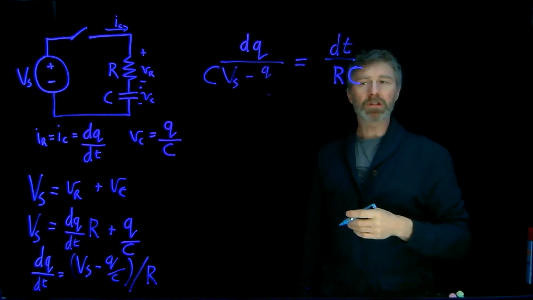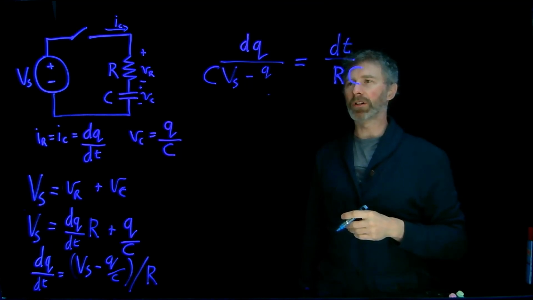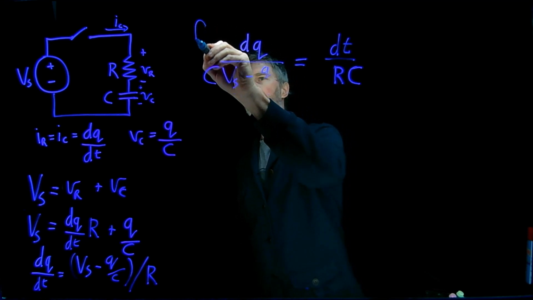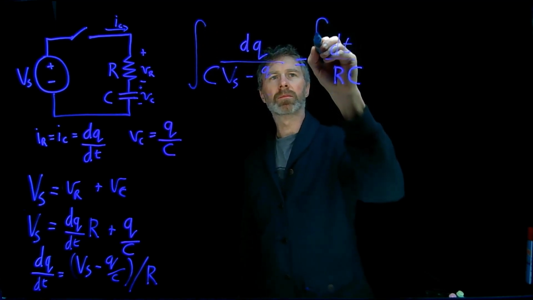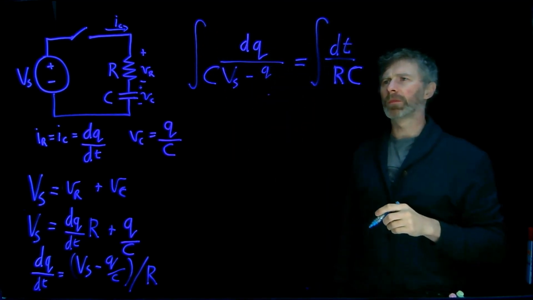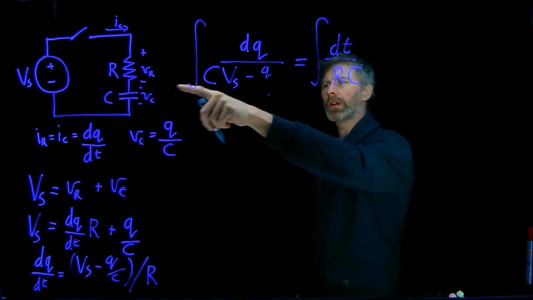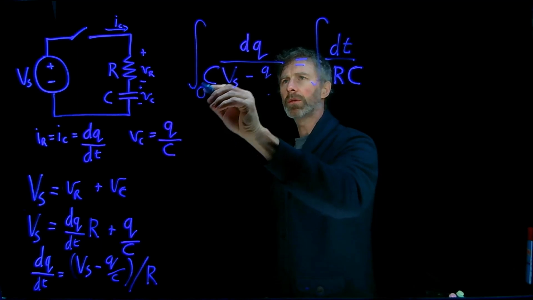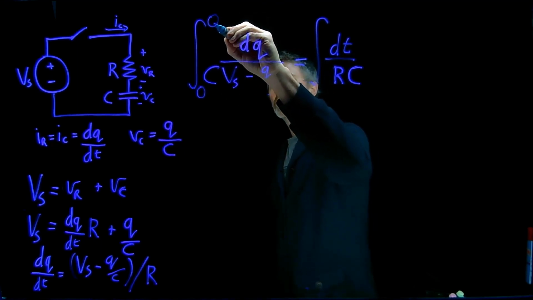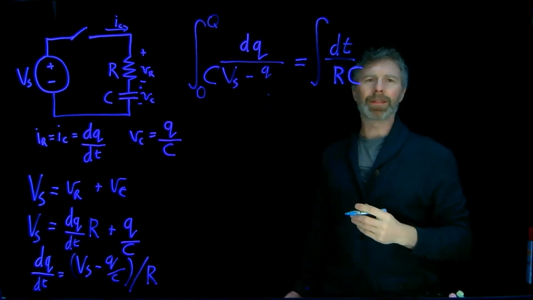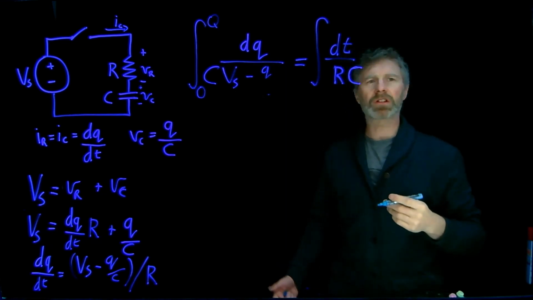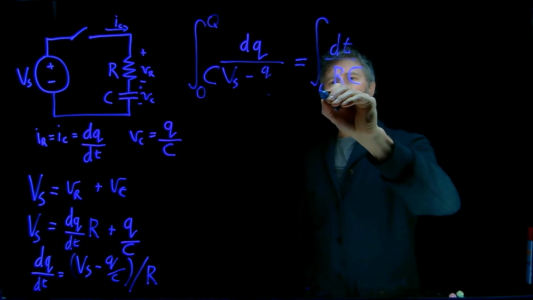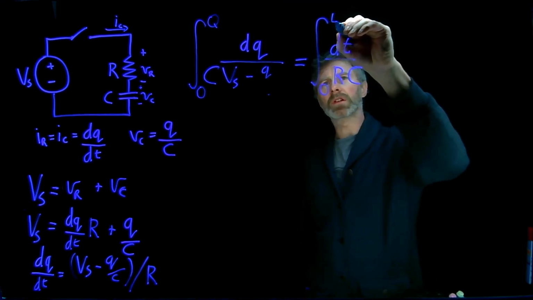Okay, remember I'm trying to solve an equation for q as a function of time. So what I'm going to do is integrate both sides of this equation. For this, remember, I'm starting with no charge on the capacitor, so I'm going to integrate from 0 up to some charge q. Let's say q is when it's fully charged, or it could be any point. And over here, I'm integrating with respect to time, from time 0 up to some arbitrary time t.